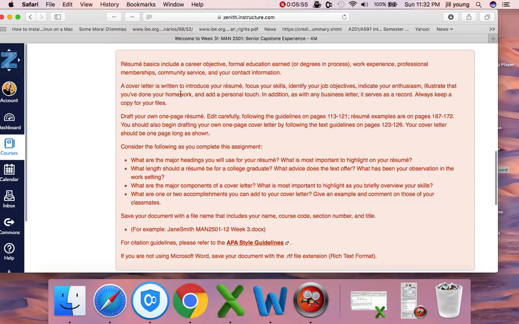A cover letter is written to introduce your resume. It's supposed to be a summary that highlights your skills and qualifications. Identify your job objectives. Indicate your enthusiasm. Illustrate you've done your homework. You might introduce yourself and talk about the company and what you know about the company.